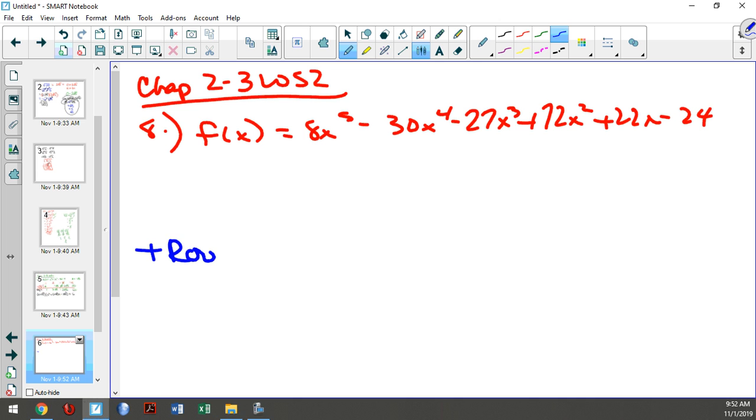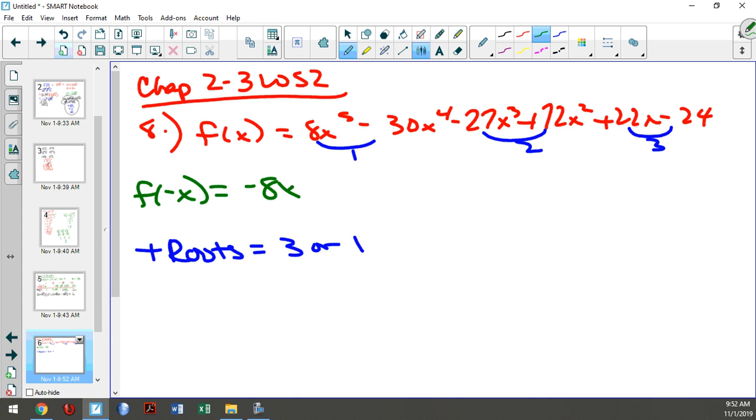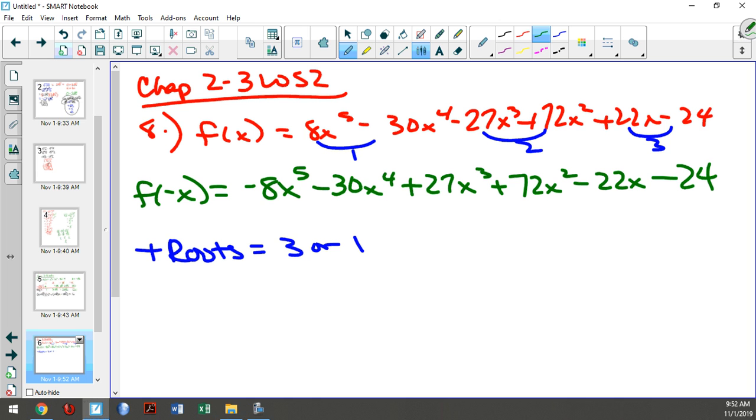So my positive roots, this is going to be 1, 2, 3. Do we all see that? So you're going to have 3 or 1. My negative f of x, this changes, this stays, this changes, this stays, this changes, and this stays. So my negative roots are going to be the same. Here's 1, here's 2. So this is going to be 2 or 0. Do we all understand the counting?